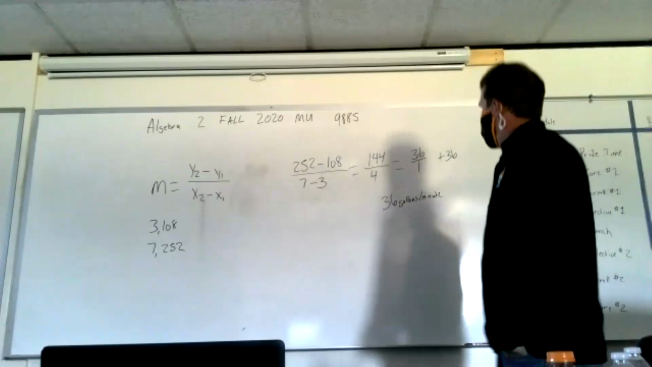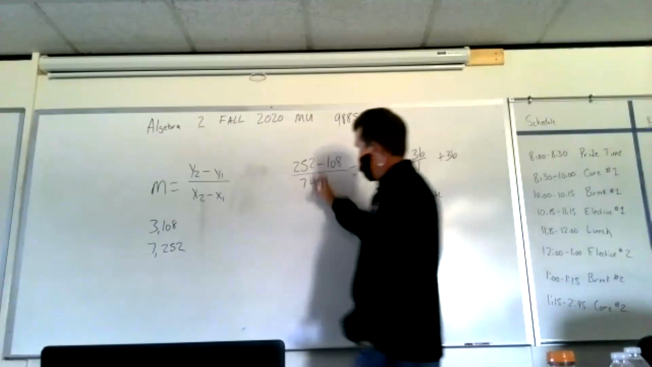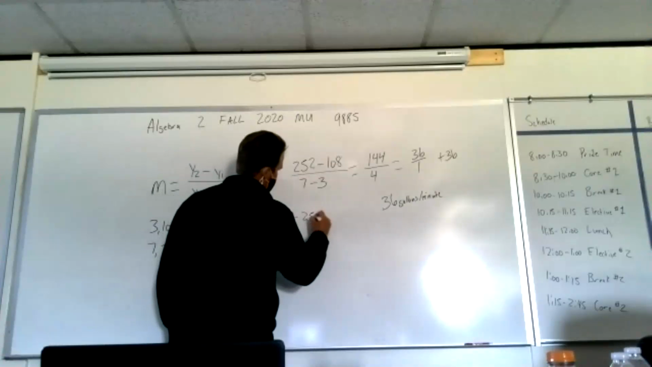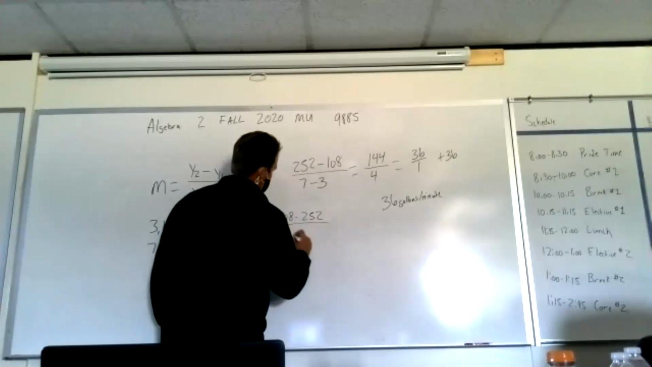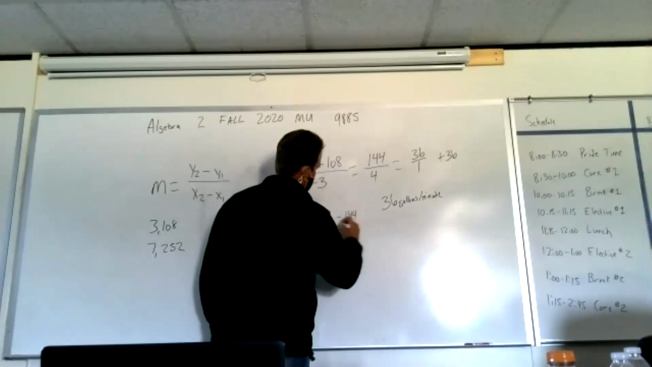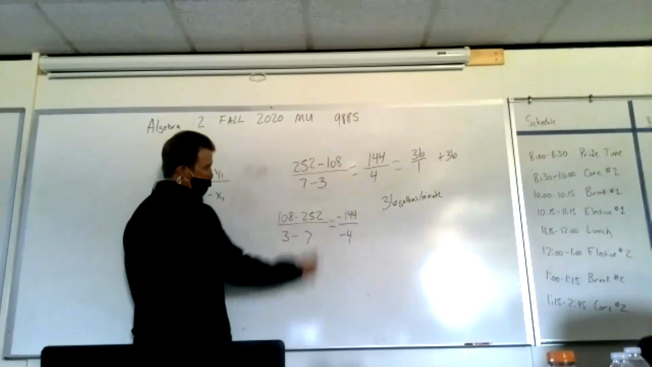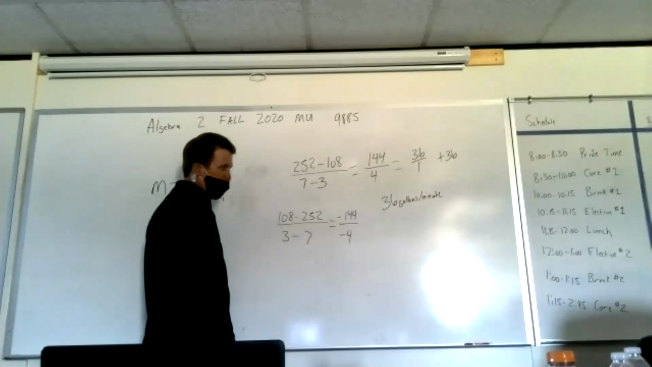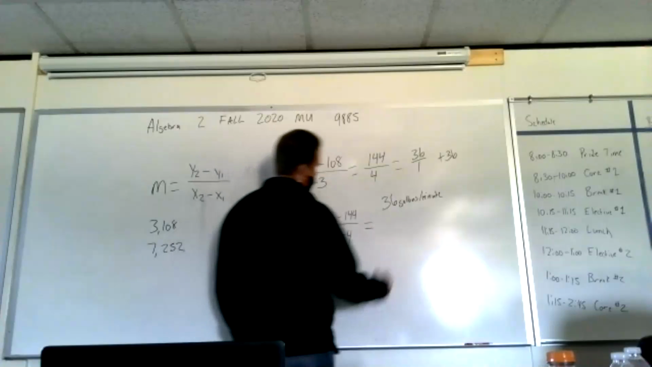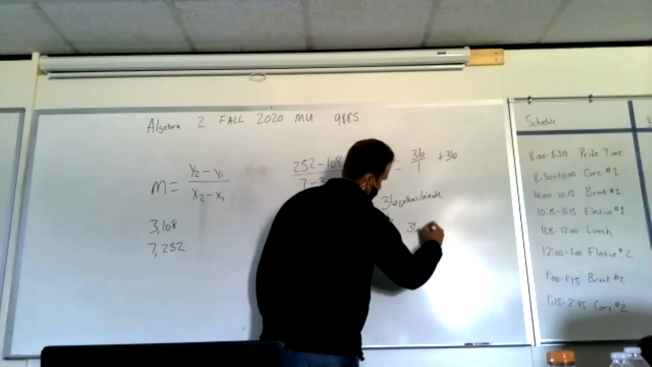Okay? Like I said, it doesn't matter which one we plug in or which one is which, they just have to be organized. So even if we wanted to go 108 minus 252 over 3 minus 7, we would still equal a negative 144 over a negative 4. Now they're negative because I'm doing it reversed. But once again, the negative and the negative cancel themselves out to make a positive. And 4 still goes into 144 36 times. So this would still be equivalent to 36 over 1, or 36 gallons per minute.